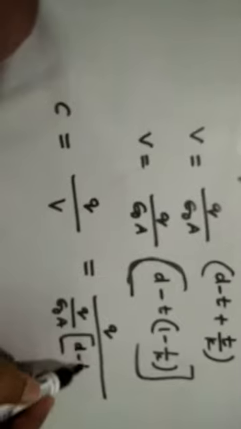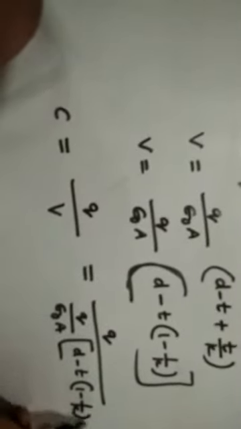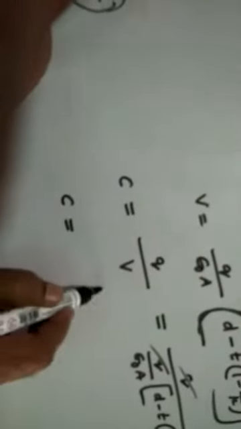Now capacitance C is equal to Q by V. Capacitance C is equal to Q by V. You can substitute this value of V, Q by epsilon naught A of D minus T of 1 minus 1 by K. So Q cancels, Q cancels, and this will reverse. So C is equal to epsilon naught A by, this bracket is as it is, D minus T of 1 minus 1 by K.